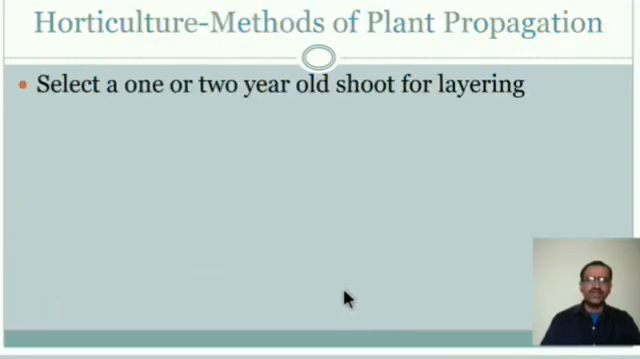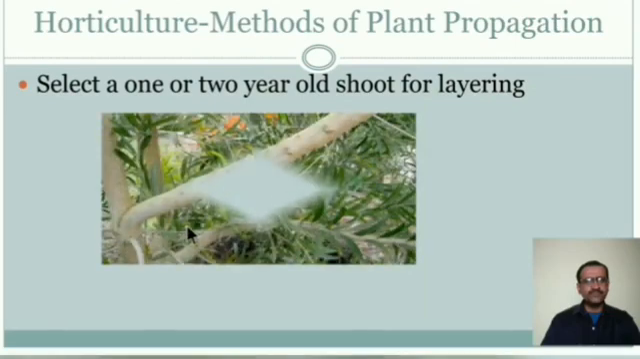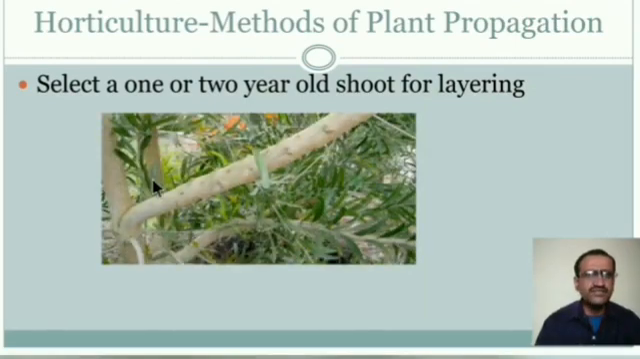Select what is the process. First, select a 1 or 2 year old shoot for layering. Okay, a 1 or 2 year old shoot is necessary. The second point: it is the shoot, and the 1 or 2 year shoot is important for air layering.